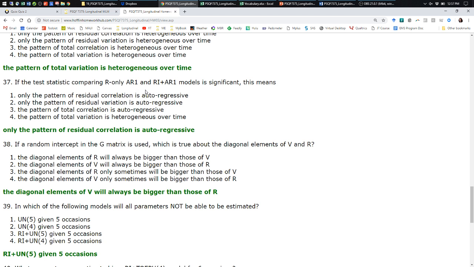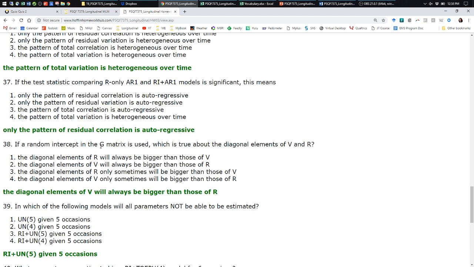So then, R only AR1 plus random intercept plus AR1, these differ in their pattern of correlation. So the latter model, random intercept plus AR1, says there's two sources of correlation. There's constant, that's the random intercept part. So no matter how far apart in time the observations are, there's at least some covariance because of the random intercept. Beyond that, the residual E part has a correlation pattern that follows AR1. So residual correlation is autoregressive.